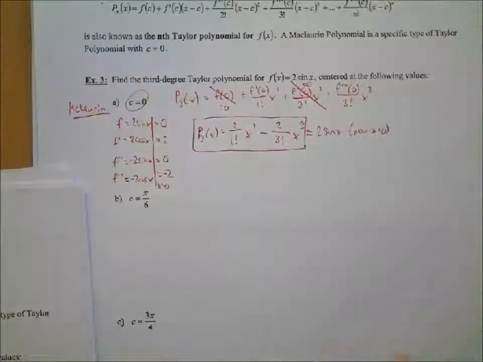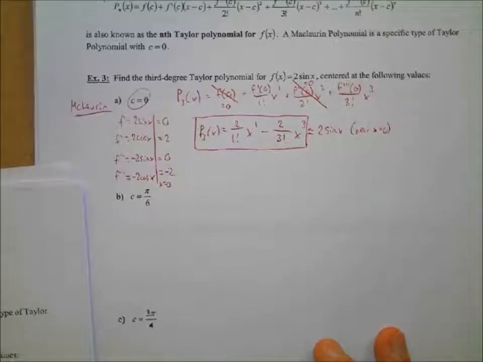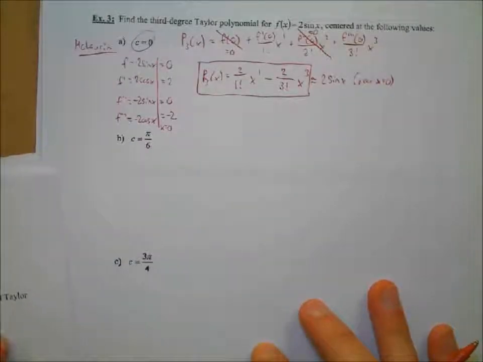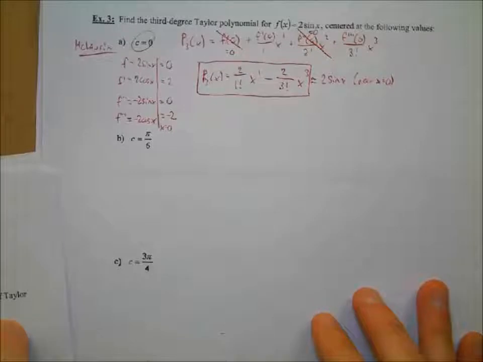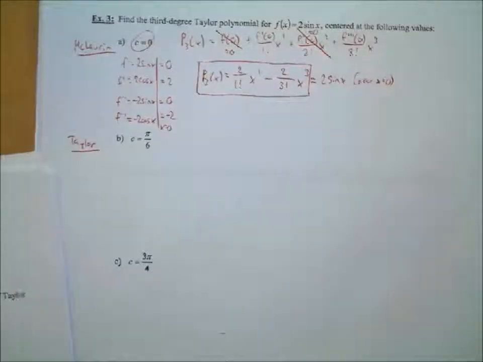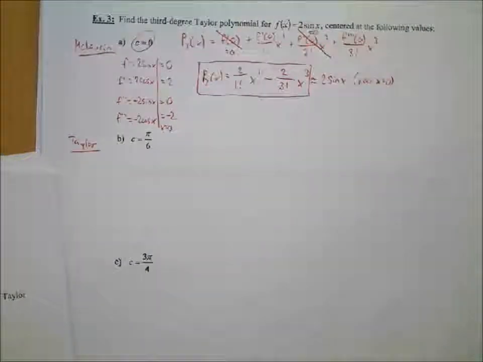All right? So let's now center it at a different point, though. C equals pi over 6. So this polynomial we're going to create, what kind of polynomial will it be? What will be its name? Taylor, right? Now we've got to use Taylor. But again, all it is is a transformation of Maclaurin.